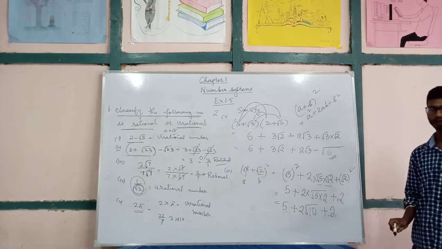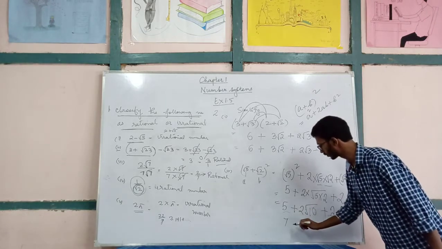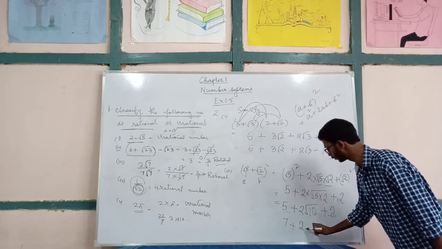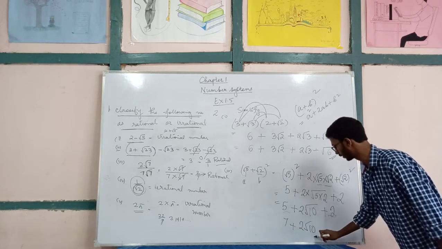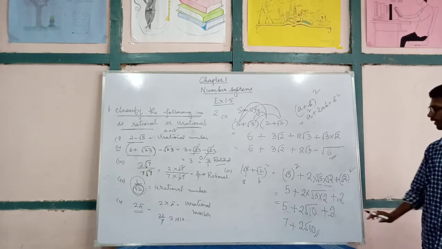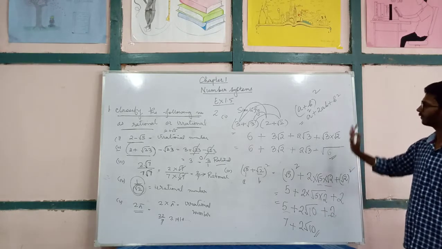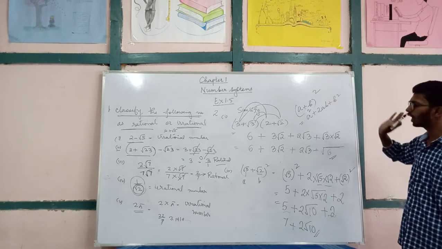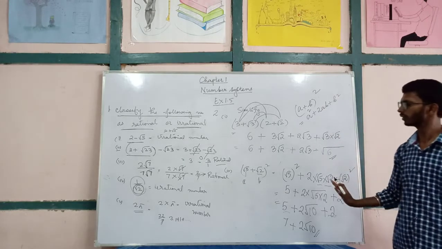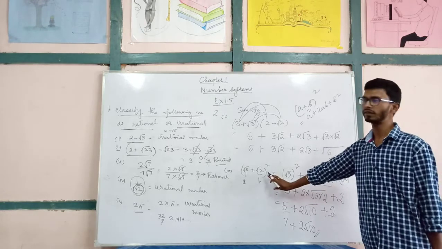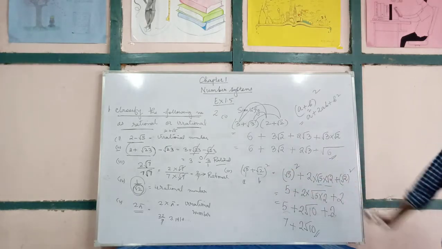So 5 plus 2 will give us 7. So 7 plus 2 under root 10. So this is our final answer. We cannot solve it further. So in this manner we can apply the formula of squares, formula of cubes, in solving or simplifying operations which involve surds.